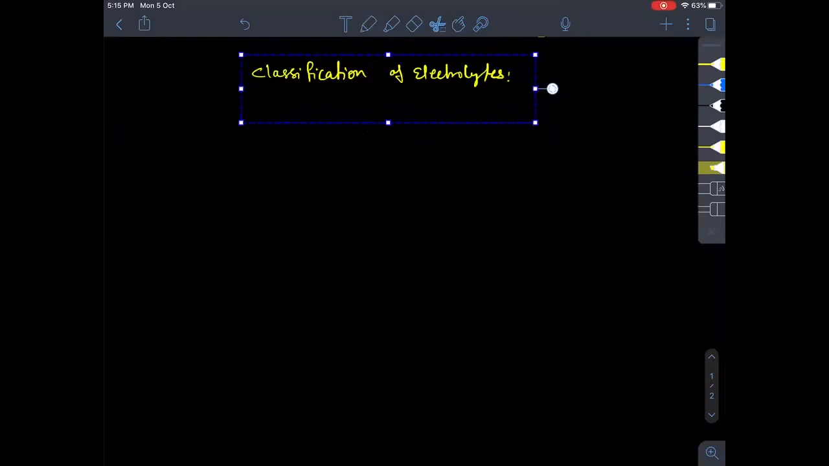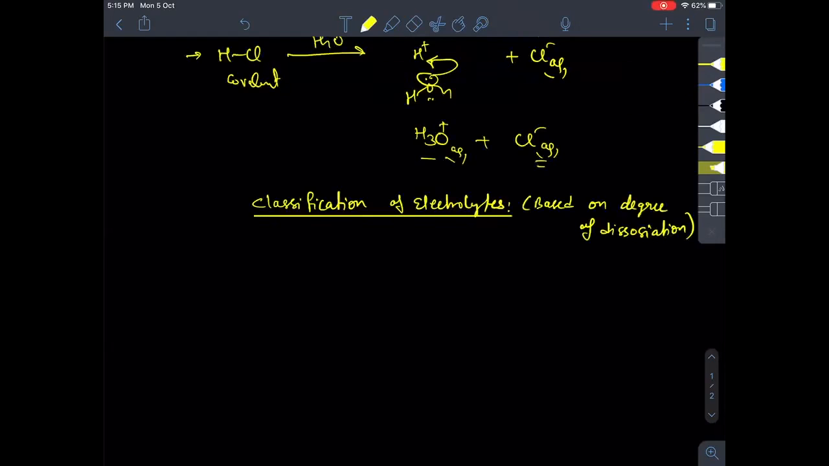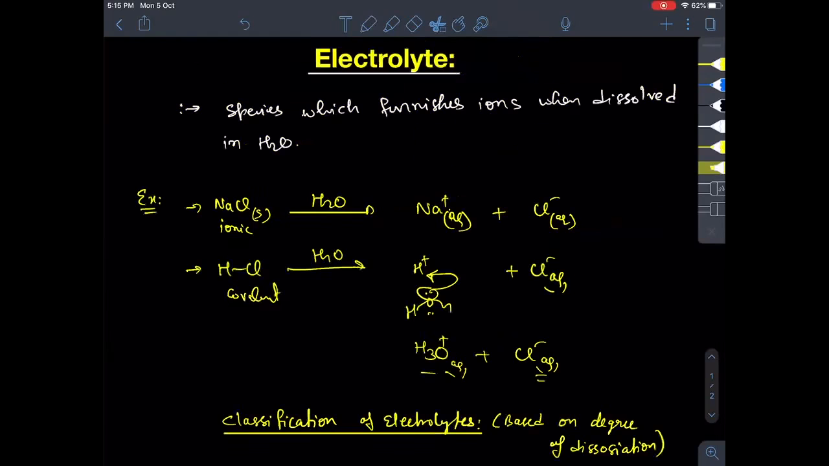So when it comes to classification, how will we decide? Based on what? So this is based on degree of dissociation. So what it means? It means that suppose I took 1 mole of HCl, right? Suppose I took just 1 mole. Up to what extent I am going to get H plus and Cl minus?